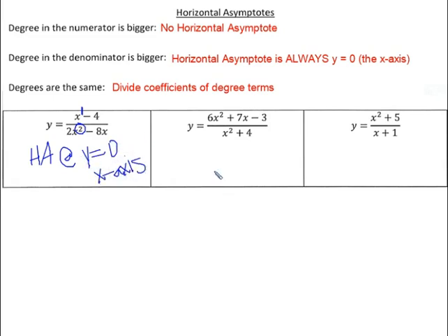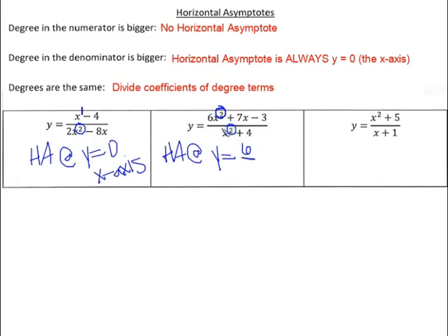Taking a look at this one, the degree of the numerator is 2. The degree of the denominator is 2. So those are the same. So we're specifically having a horizontal asymptote, but it's going to be at the division of the coefficients of the degree terms. So that means, notice how this 2 was a degree. The coefficient on this term is 6. And then we divide that, just like we have in our problem, we have a fraction.